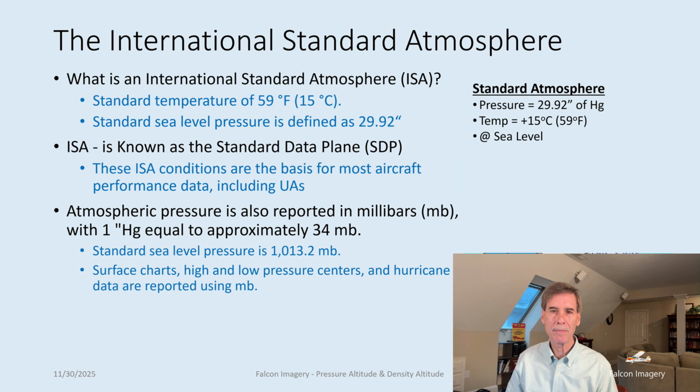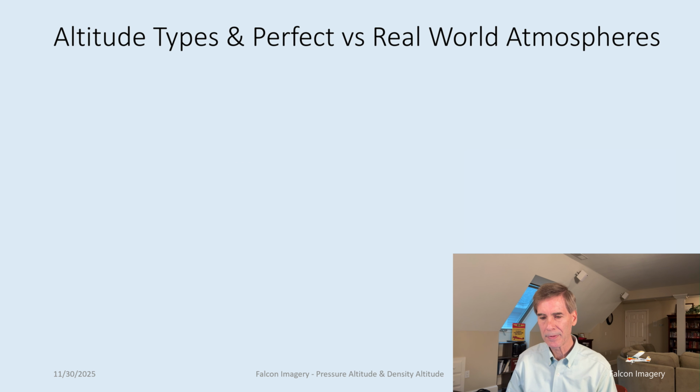It's also important to remember that barometric pressure is normally reported in inches of mercury, but it's also reported in millibars for, let's say, surface analysis charts, hurricane type, low pressure, high pressure analysis charts, etc. So we really need to be aware of pressure being reflected in millibars as well.